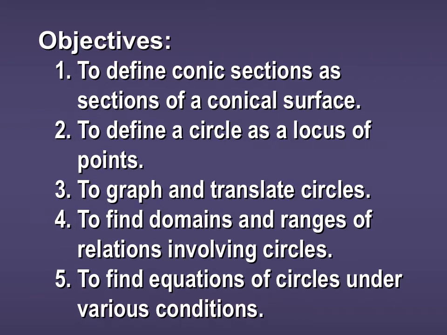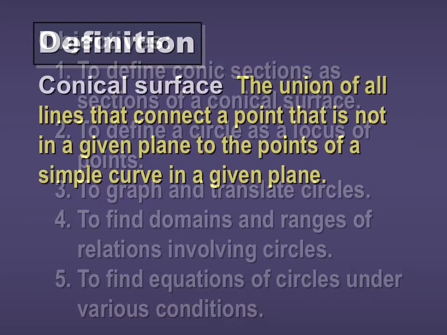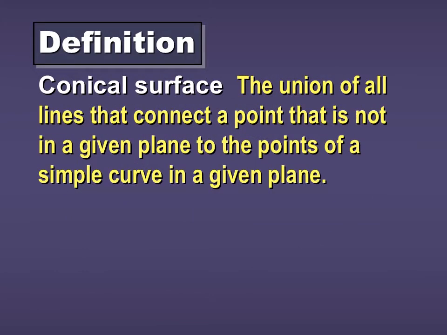sections of a conical surface, and conical comes from a cone, right? So we're looking at a cone, and we're taking cross sections of a cone. We're going to define a circle as a locus of points. Locus just means collection, so a circle is a collection of points. We're going to learn how to graph and translate circles. We're going to find domains and ranges of relations involving circles, and then we're going to find equations of circles under various conditions.